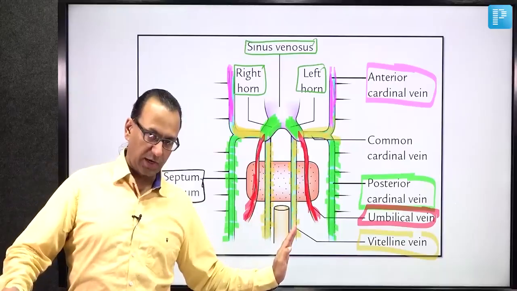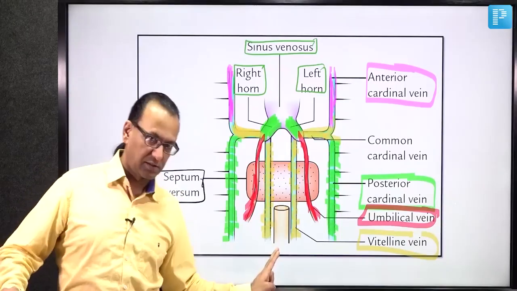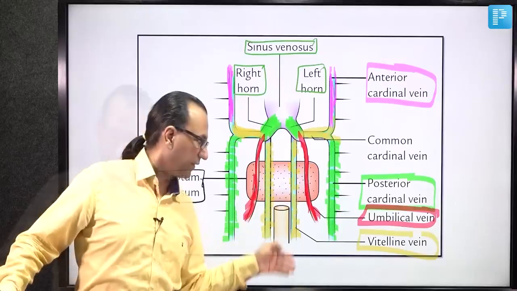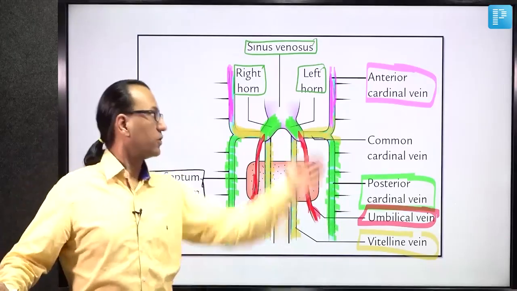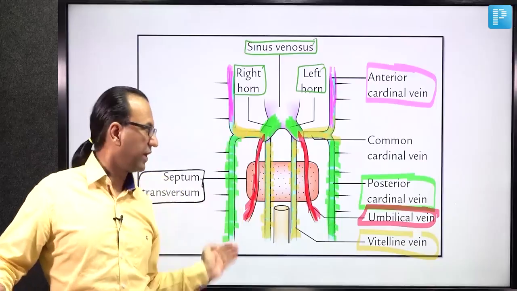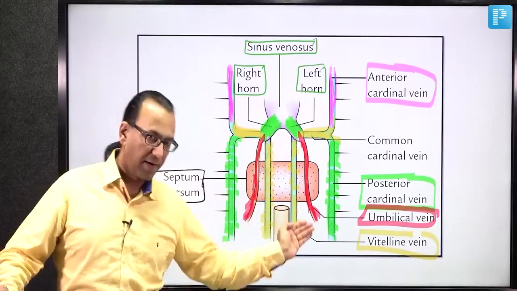Vitelline veins drain the yolk sac. The yolk sac will later become the gut tube, like this, the duodenum, shown here. Let us magnify this area to see how the portal vein is formed. Then we can also move on to the discussion of the formation of the inferior vena cava. But first is the portal vein formation.